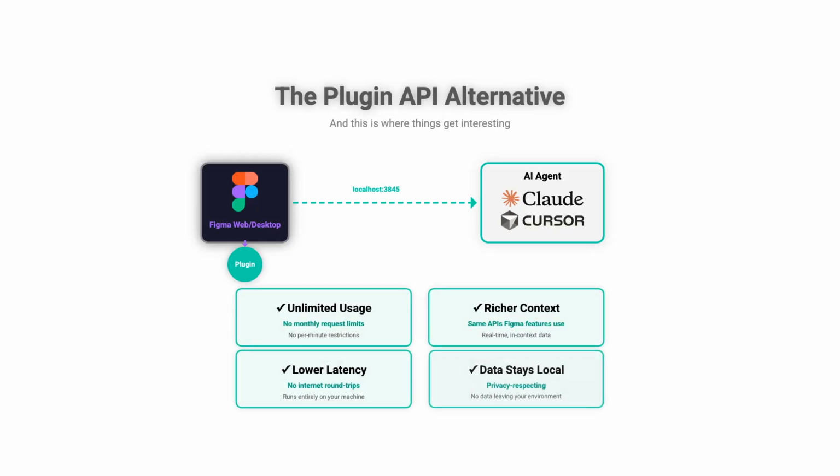The benefits: unlimited usage. No monthly request limits. Richer context because you're accessing the same APIs that Figma's own features use. Lower latency since nothing's going over the internet. And all your design data stays on your machine, there's no data leaving your local environment.